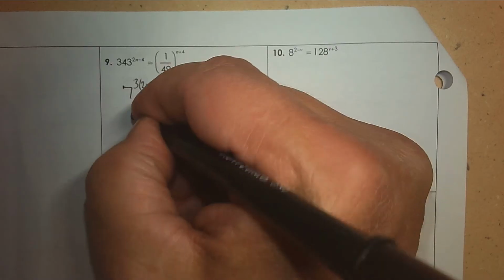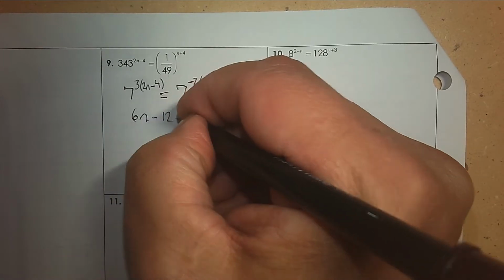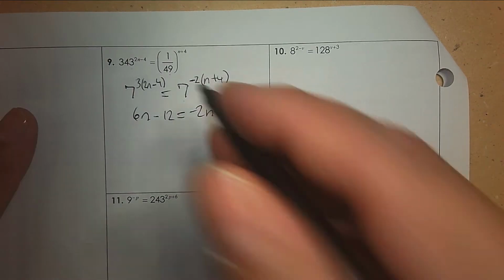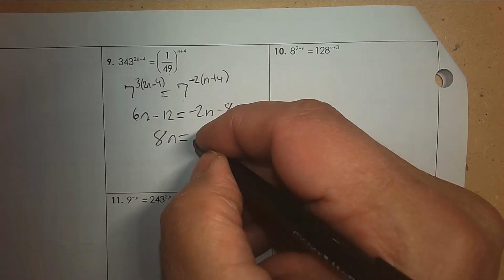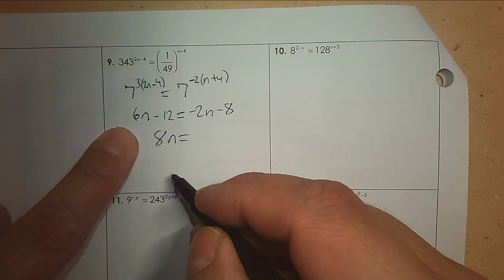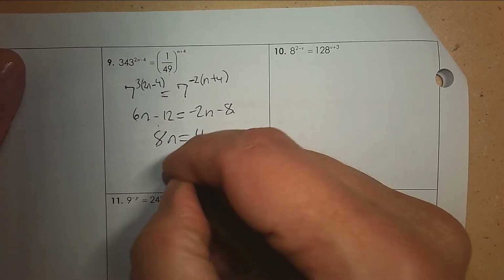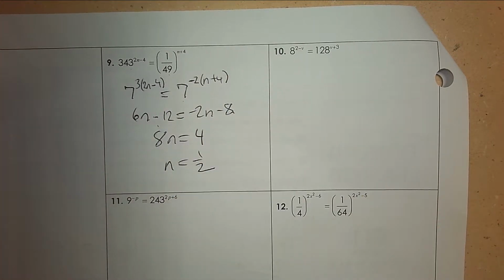So you end up with 6n subtract 12, negative 2n subtract 8. Combine like terms. So add 2. I'm also going to add 12. Negative 8 plus 12. And then divide and I get a half, or 4 over 8.